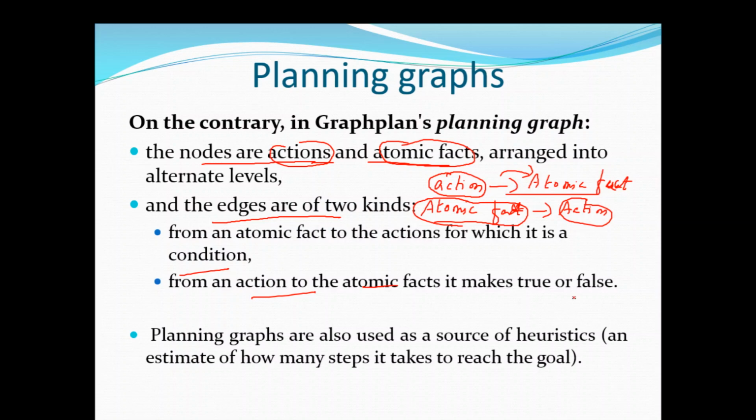The result can be either true or false. So these are the two types of edges the planning graph supports. Planning graphs are mainly used as a source of heuristic, to identify the heuristic function. It returns an estimate of how many steps it will take to reach the goal. It is a heuristic value, not an accurate value, a heuristic cost of how many steps it will take to reach the goal state.